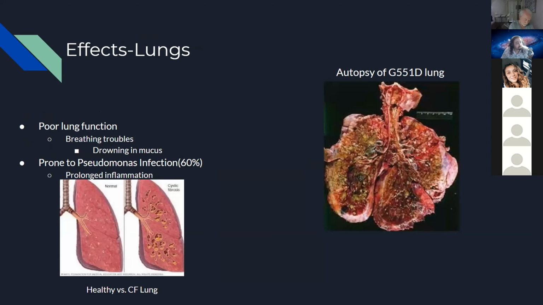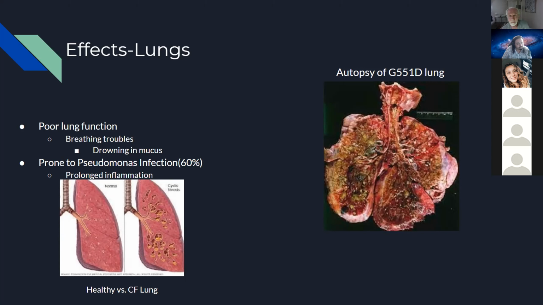Now, starting off with the lungs, it's kind of a gross picture, I'm not gonna lie, but that's actually the autopsy of someone with the G551D lung with both the Pseudomonas infection and the mucus buildup. As you can see, the yellow portions are where the mucus is, and the black spots are where the bacterial infections occurred. With this effect, poor lung function is probably the most dominant case, with breathing troubles, and it's almost as if you're drowning in mucus constantly, coming back to that oobleck concrete statement from earlier.